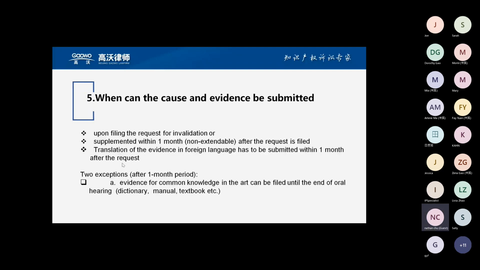The first exception is that you can file the evidence for common knowledge in the art until the end of the oral hearing. In this case, you can file such as a dictionary, manual, or textbook, to demonstrate that some technical feature belongs to the common knowledge in the art. So you can present this during the procedure of the oral hearing.